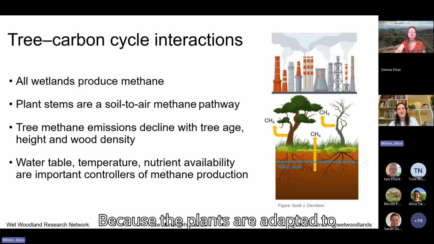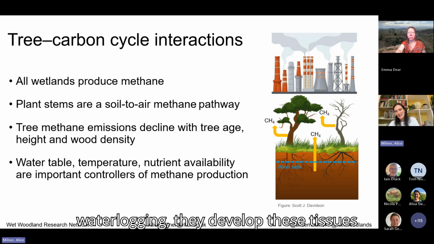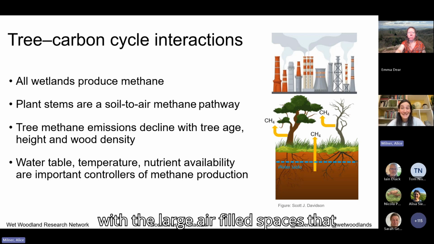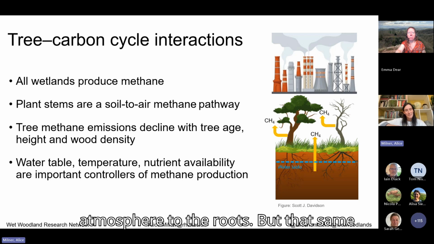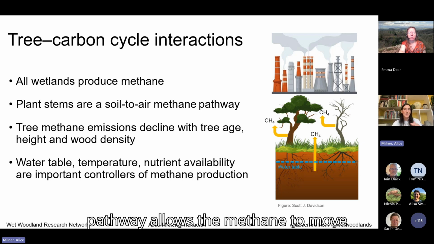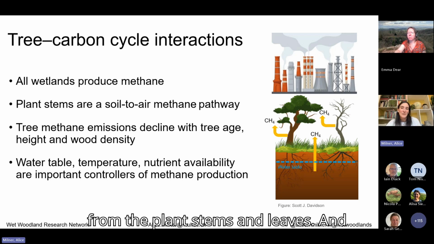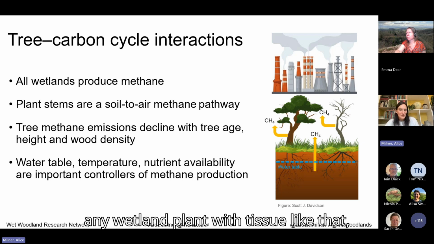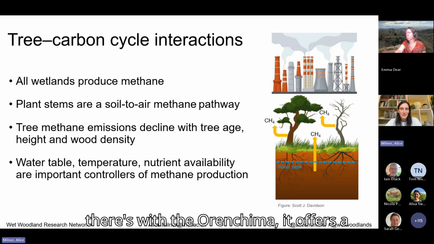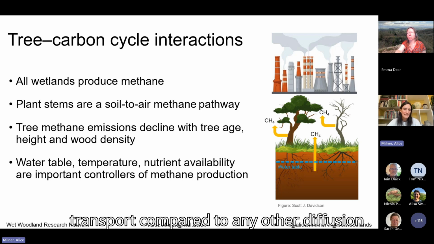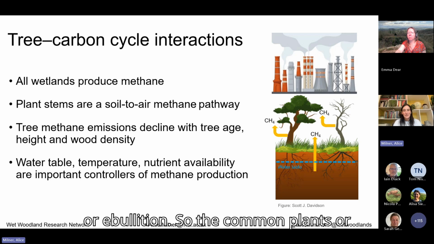Because the plants are adapted to waterlogging, and they develop these tissues with the large air-filled spaces. That helps transport oxygen from the atmosphere to the roots, but that same pathway allows the methane to move upwards from the waterlogged soil where it's produced and released into the air from the plant stems and leaves. And any wetland plant with tissue like that, with the aerenchyma, offers a path of least resistance for methane transport compared to any other diffusion or ebullition.